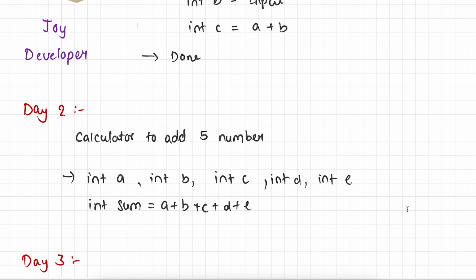The second day his friend again came to him and said, "Now I need a calculator to add 5 numbers instead of 2 numbers." So again, Joy, being a smart programmer, created 5 variables with names a, b, c, d and e. And then he did a sum of a plus b plus c plus d plus e. And this is how he updated the software and gave it back to his friend. Now his friend is happy and Joy is also happy and his work is done.